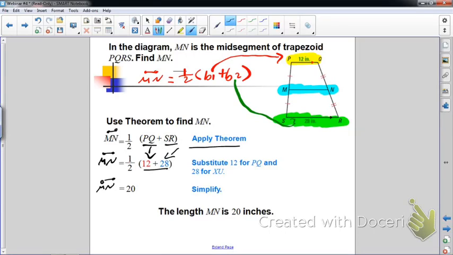So 12 plus 28, when you add those two up, that gives you 40. So now you have 1/2 times 40, or 40 divided by 2, which will give you 20. So MN is 20 inches.